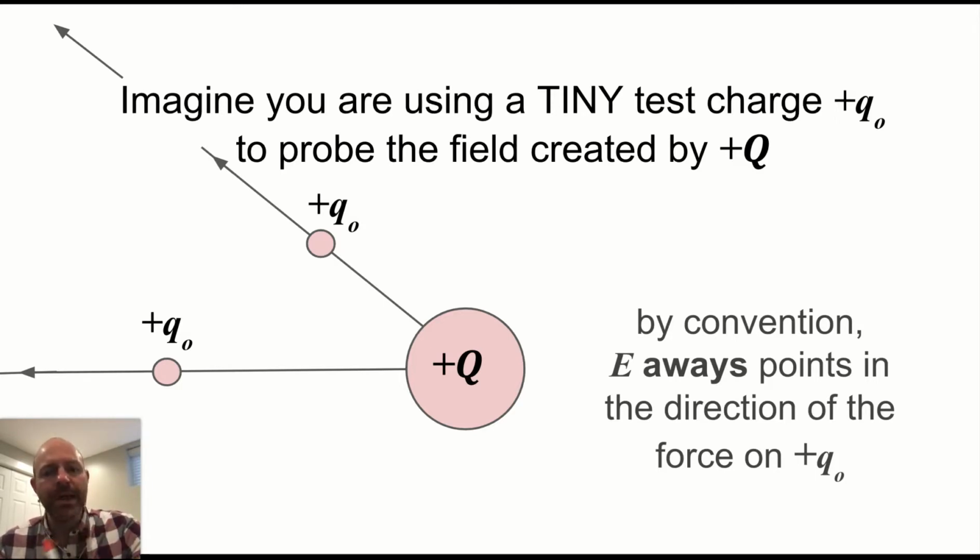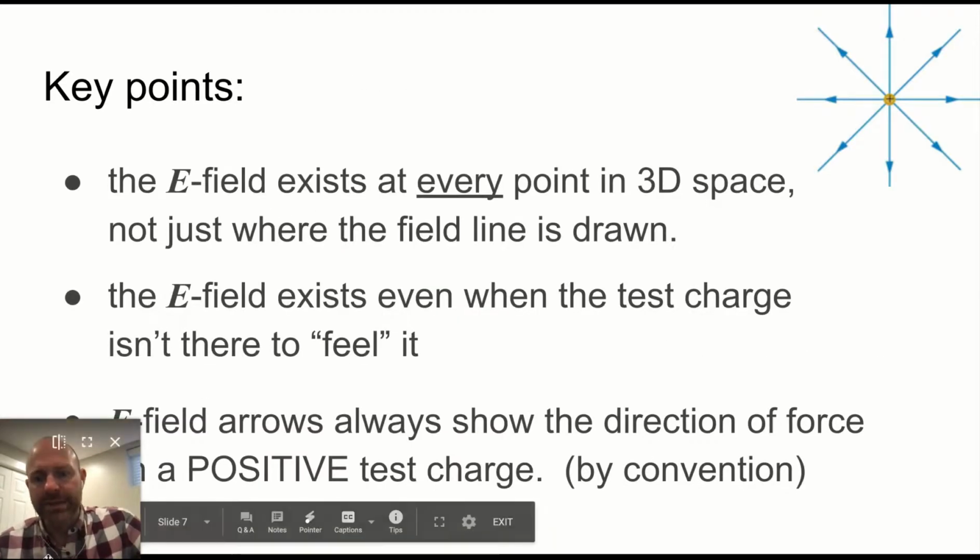Well, if you have a big positive charge somewhere, then the closer you get to it, the bigger the electric force would be, and the more repulsive. And the further out, the weaker it gets. And so by convention, the electric field always points in the direction that this tiny positive test charge would feel a force. And so what does that mean for us?